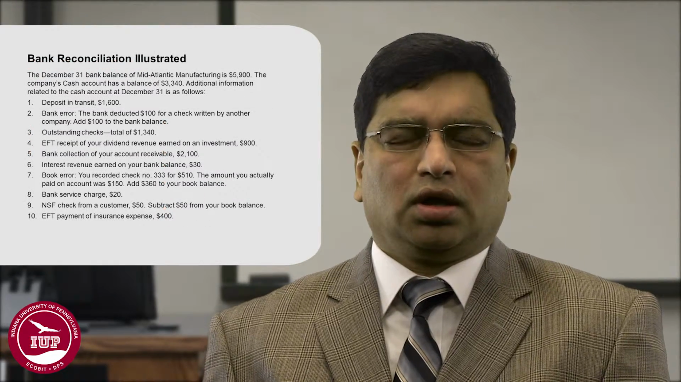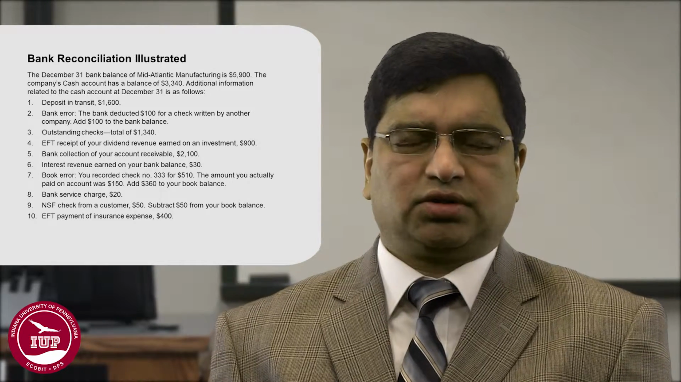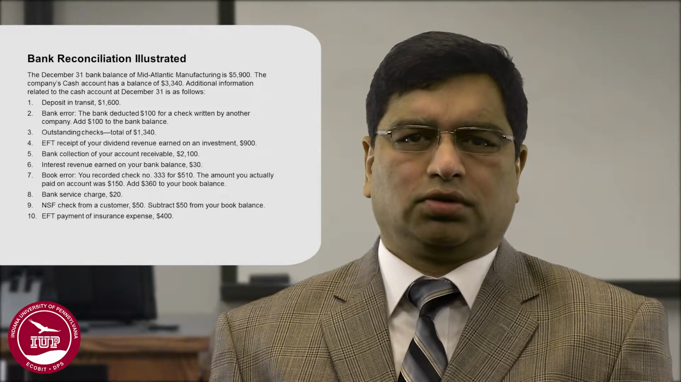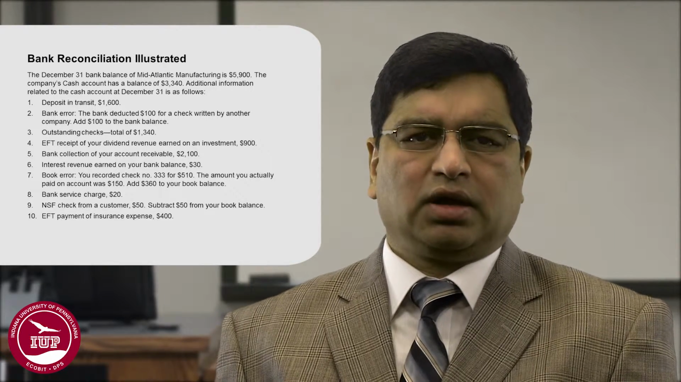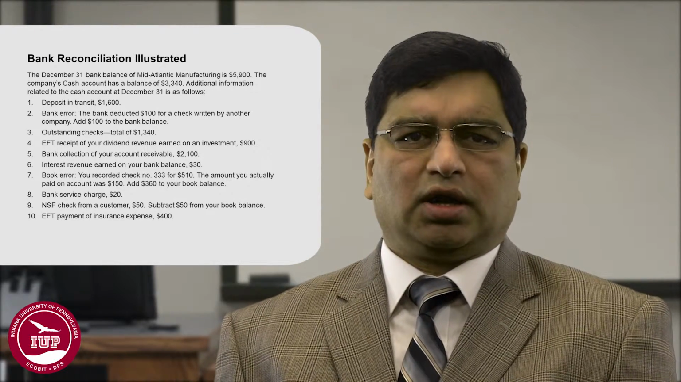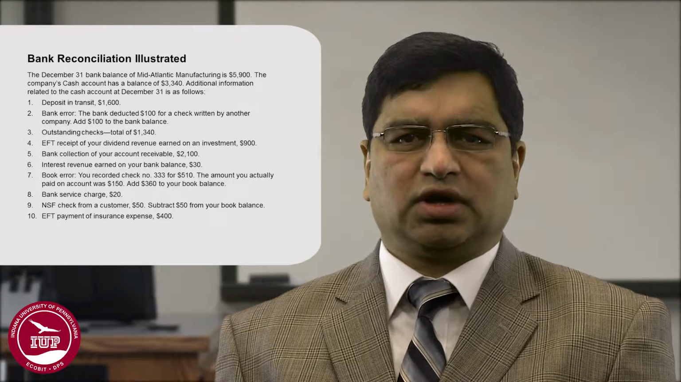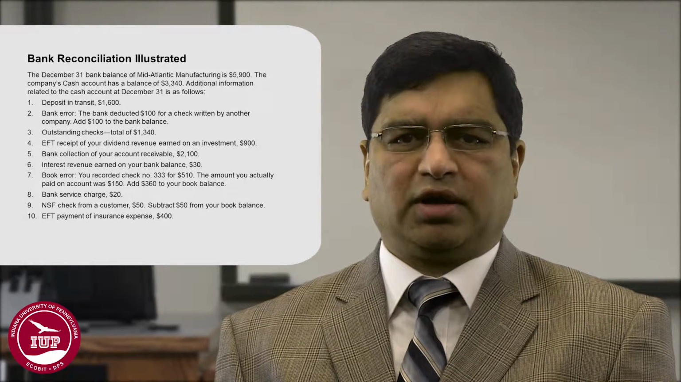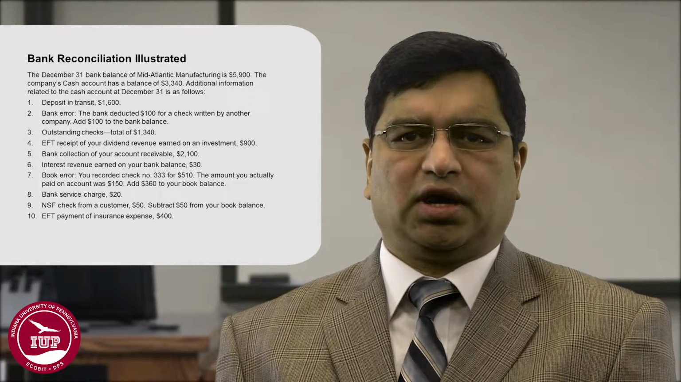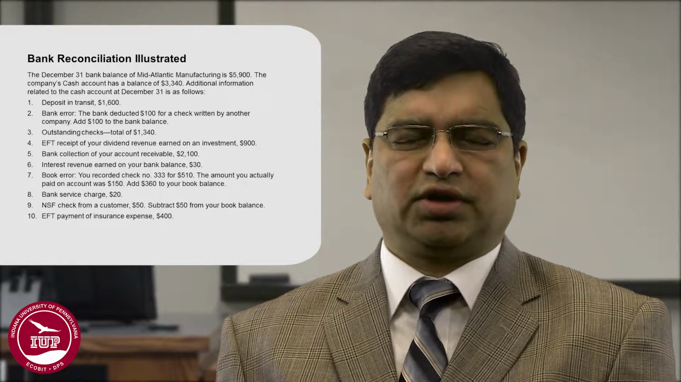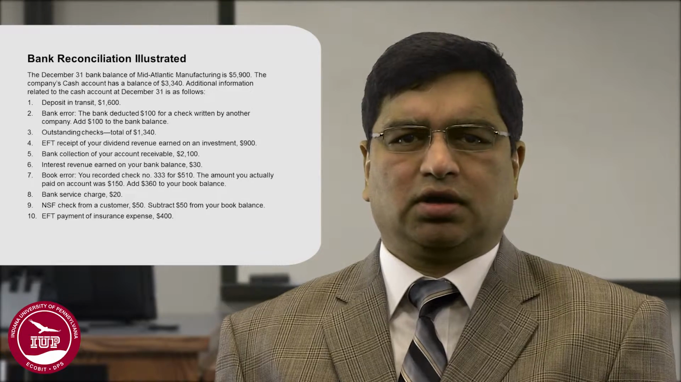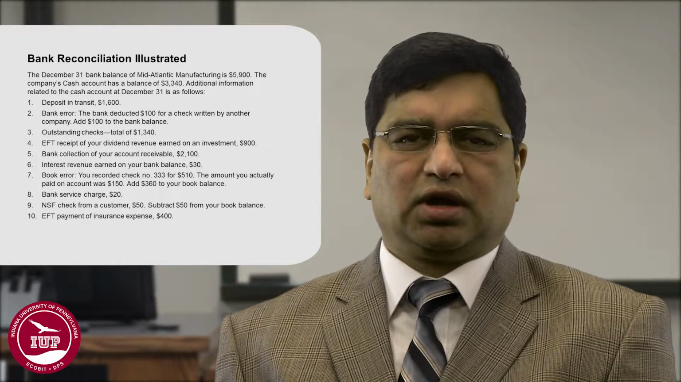Here is an illustration which we will go through to create a bank reconciliation statement. For example, on December 31st, there's a bank balance of $5,900 for Mid-Atlantic Manufacturing Company, and the company's cash balance shows $3,340. So between $5,900 and $3,340, there is a difference.